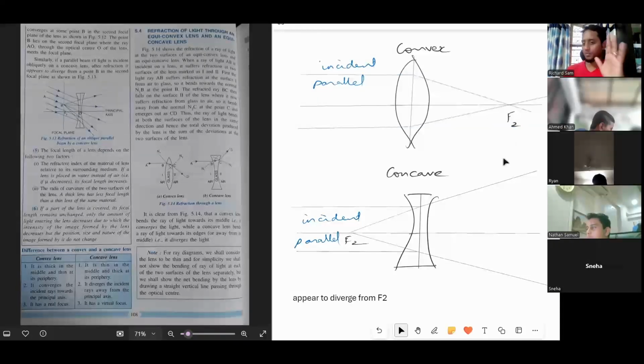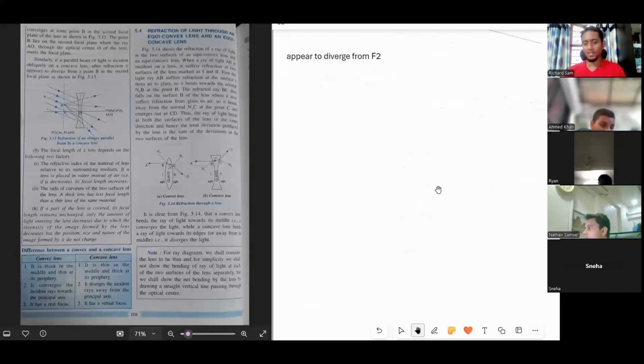So how do you know F2 for sure, whether it's a convex lens or a concave lens, the incident rays are parallel to the principal axis. So now we'll see what is F1. So in F1, what do you think will be parallel to each other or parallel to the principal axis?